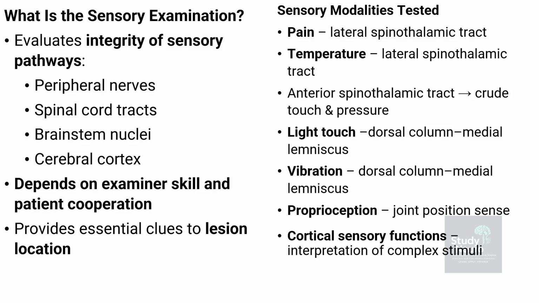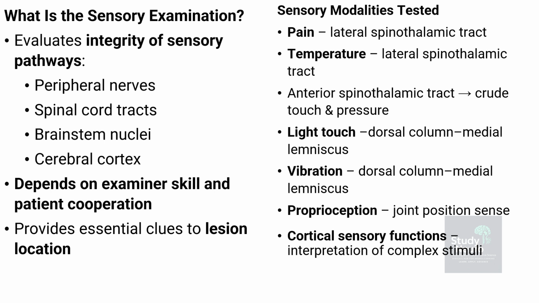During the exam, various sensory modalities are tested. Pain and temperature are carried by the lateral spinothalamic tract, while crude touch and pressure travel through the anterior spinothalamic tract. Light touch, vibration, and proprioception, awareness of joint position, are transmitted via the dorsal column medial lemniscus system. Finally, cortical sensory functions assess the brain's ability to interpret more complex stimuli, such as recognizing objects by touch or identifying symbols drawn on the skin.